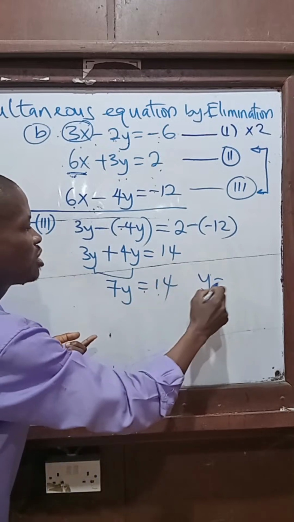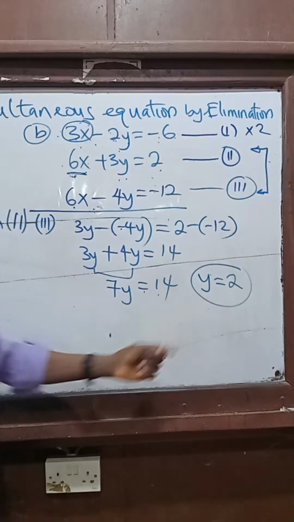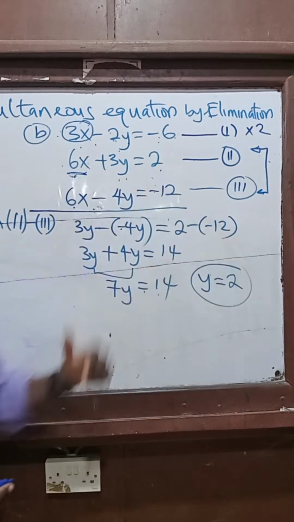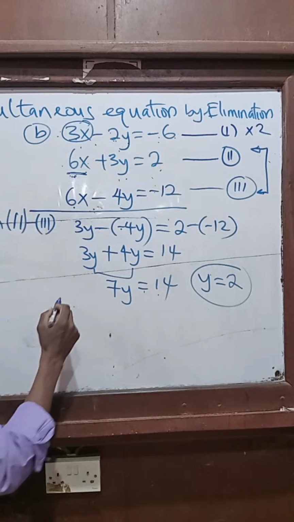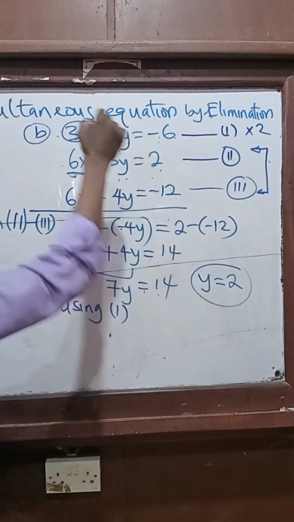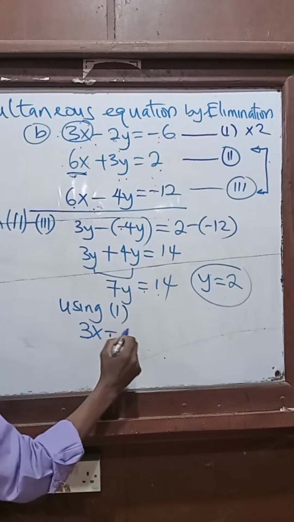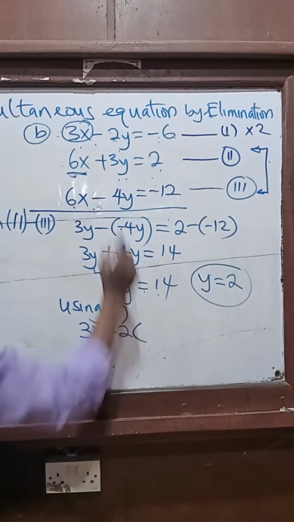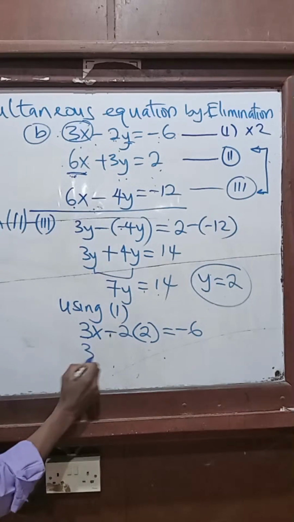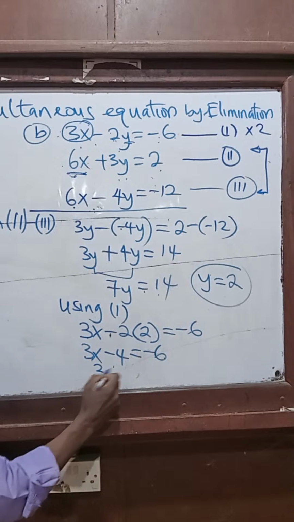Then we can get y to be equal to 2. So when you get your y, you can plug it into any of your equations to get the second variable. Let's use equation 1. Plug in y equal to 2 into equation 1. That will be 3x minus 2 times 2 equal to minus 6. And this will be 3x minus 4 equal to minus 6.